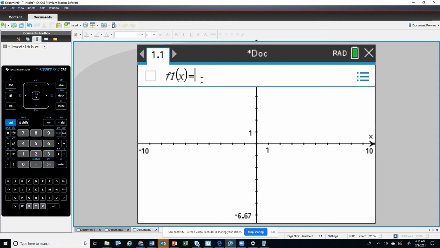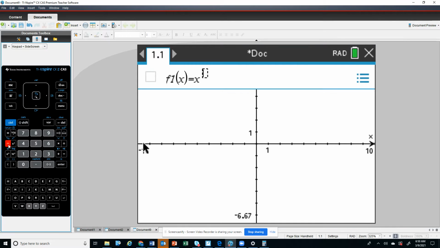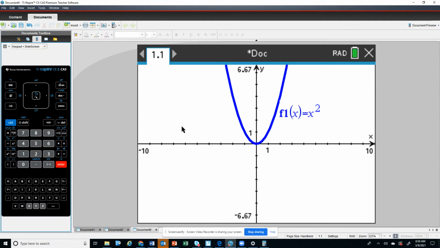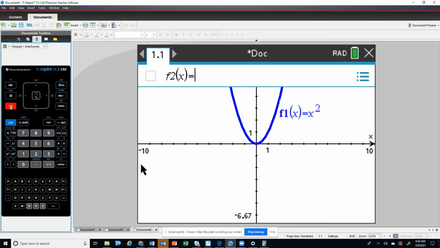So first, I'm going to plot the parent graph, which is x squared. So I'm going to enter x, and then to get the square, I usually press this upside down V right here, and then 2. So that is the parent function, and I'm going to hit enter now. So that's the parent graph right there. Now I'm going to add the second graph, which is the transformed graph, y equals x squared plus 4. To do that, go to tab, because I'm going to add the second graph on this page right here.